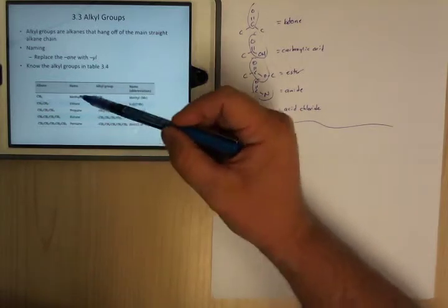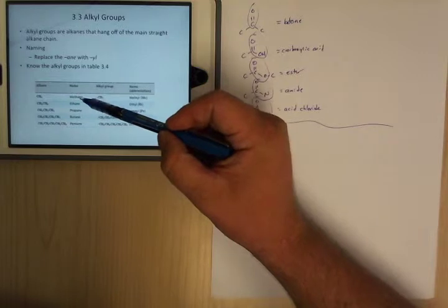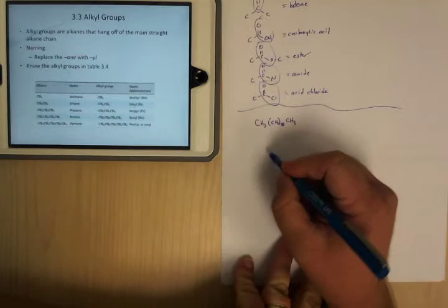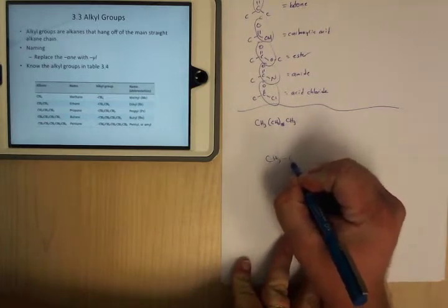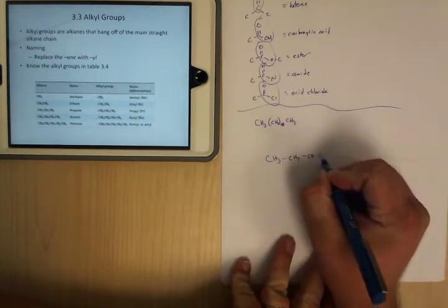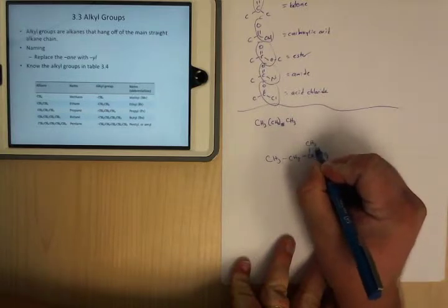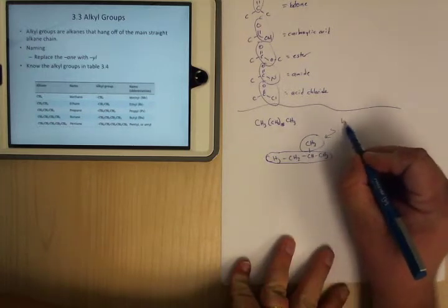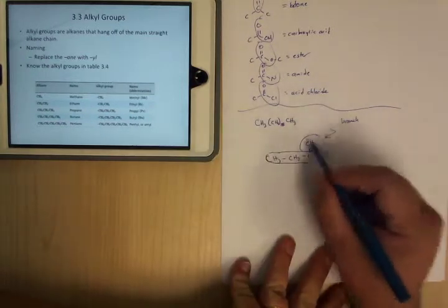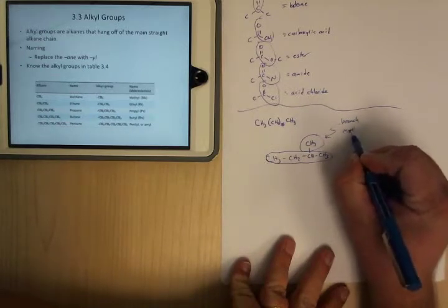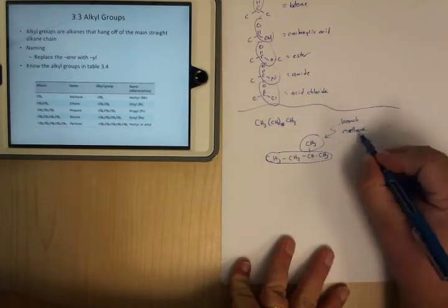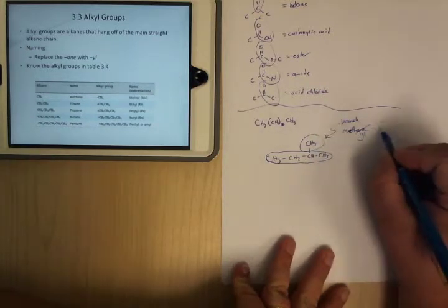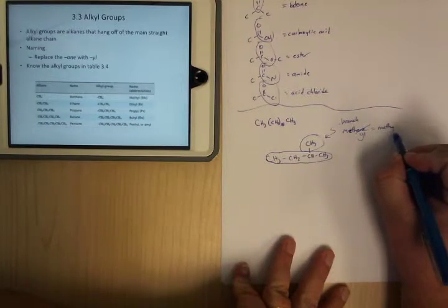So if you have a 1 carbon piece coming off of the branch, you would take methane, take off the A and E. So if you had, say, this compound here, here's the main trunk of the tree, and then you have your branch here. So it's 1 carbon long, so it'd be methane. Take that off, and you substitute YL. So a 1 carbon piece coming off of the main chain would be methyl.